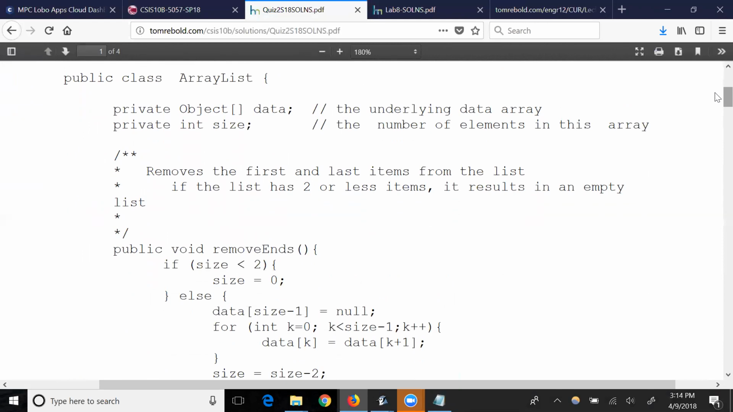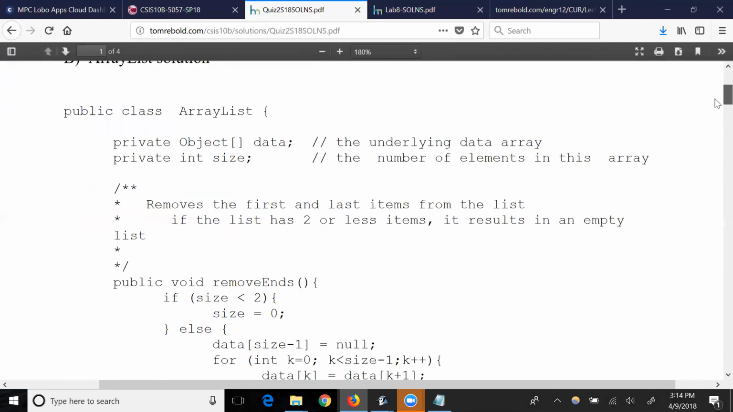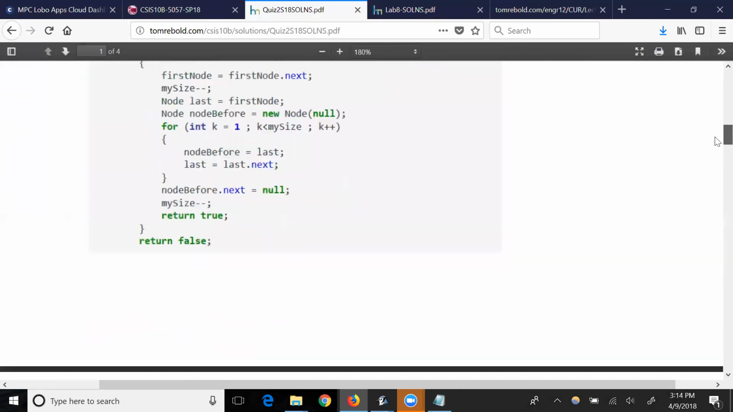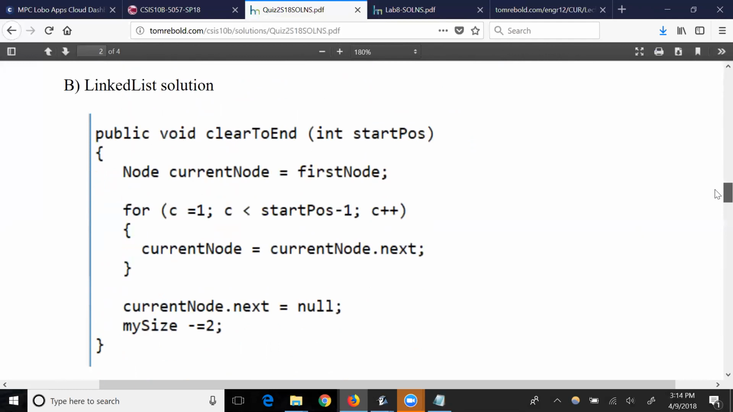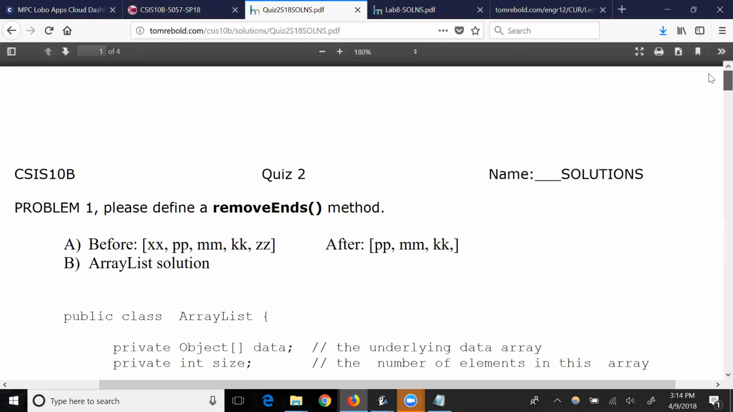This is a good time for you to start thinking about what you need to know, what you're unclear on. It could be this, it could be the first questions where you had to write methods to modify a list in some way. Or it could be recursion, or it could be big O. Yeah, Vincent?